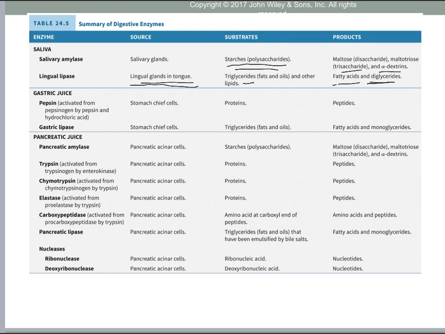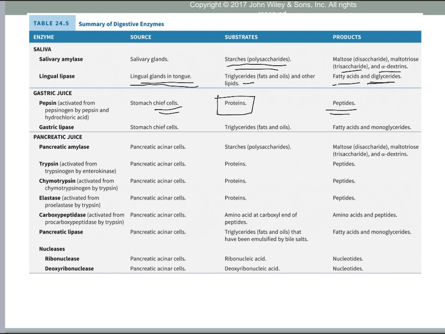That brings us to our stomach, our gastric juices. Pepsin, remember that pepsin's activated from pepsinogen. So we're taking hydrochloric acid and pepsinogen to give us pepsin. Those chief cells are responsible for that. We're breaking down proteins into peptides.